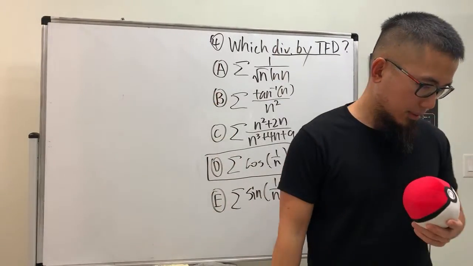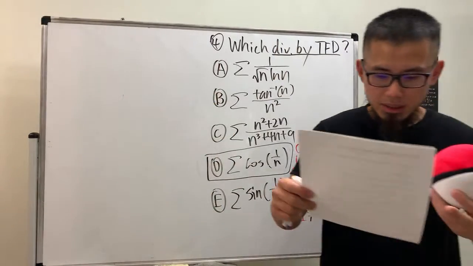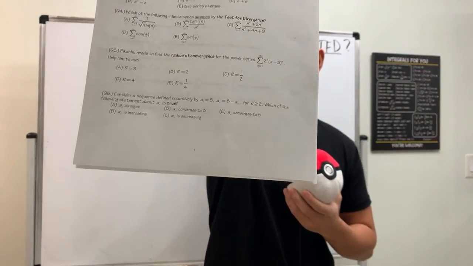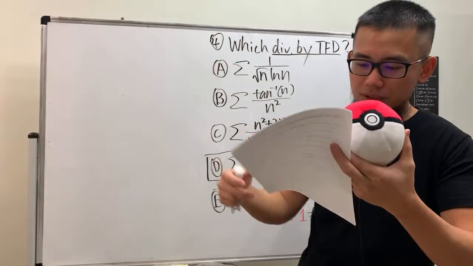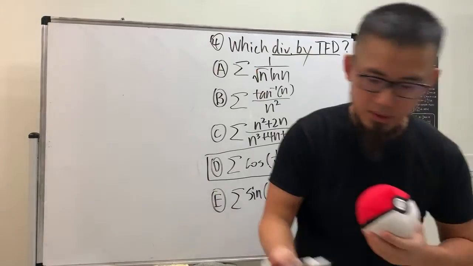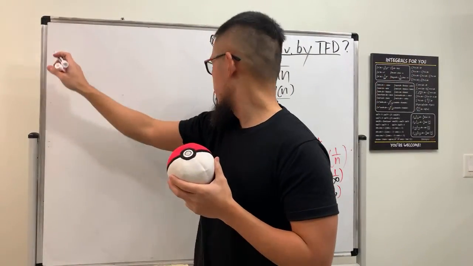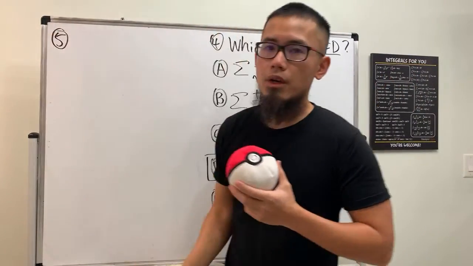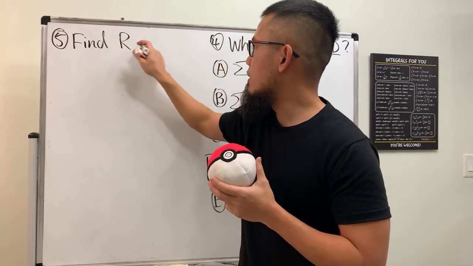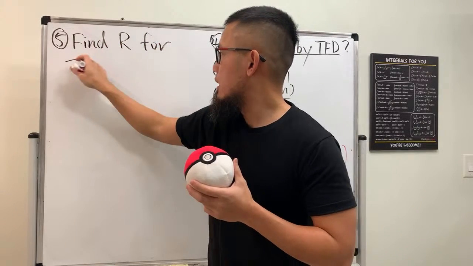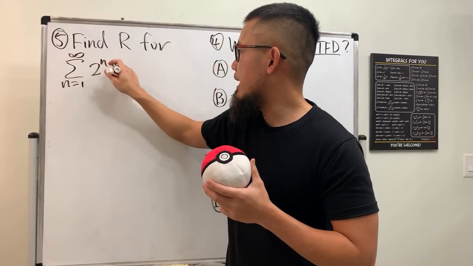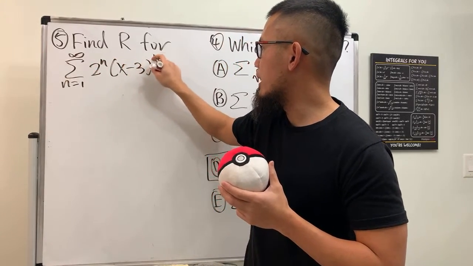So far, so good. Now, I have a typical Pikachu question, so don't let Pikachu be disappointed. Pikachu needs to find the radius of convergence for the following power series. So number 5, we are going to find the radius of convergence. I'll write down: find R for the power series, n goes from 1 to infinity, of 2 to the n times (x minus 3) to the nth power.